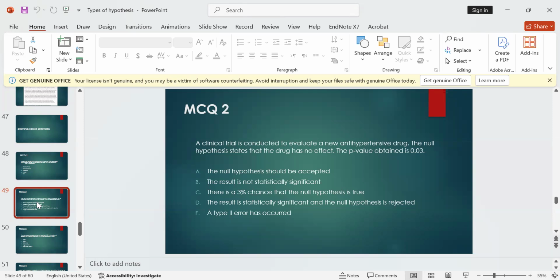C. The answer is D. The result is statistically significant and the null hypothesis is rejected.